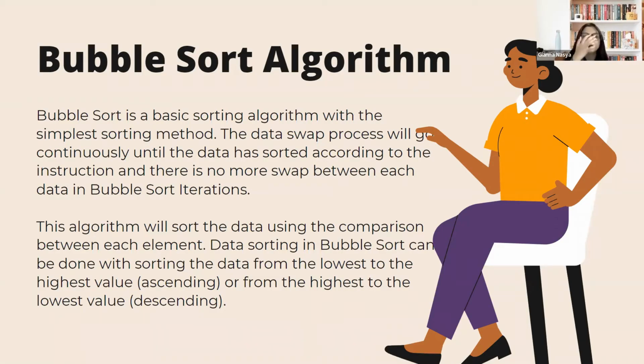Bubble sort algorithm. Bubble sort is a basic sorting algorithm with the simplest sorting method. The data sort process will go continuously until the data has been sorted according to the instruction, and there is no more swap between each data in the bubble sort iteration. This algorithm will sort the data using the comparison between each element. Data sorting in bubble sort can be done by sorting the data from the lowest to the highest value, known as ascending, or from the highest to the lowest value, known as descending.